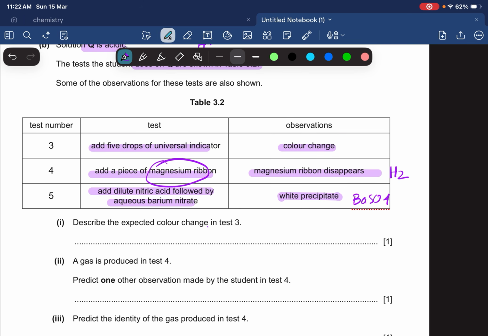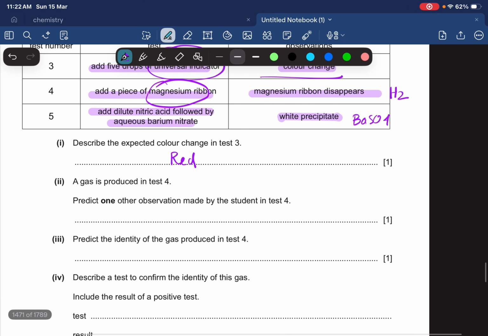Describe the expected color change in test 3. Add 5 drops of universal indicator into an acid, it turns red. You know, universal indicator is red in acid and blue in alkali. So that's the thing. From green, it's going to turn to red. A gas is produced in test 4. We know hydrogen gas is produced because we're dealing with magnesium, which is a metal, with an acid. So an acid plus metal is going to give hydrogen. Predict the identity of the gas produced in test 4.